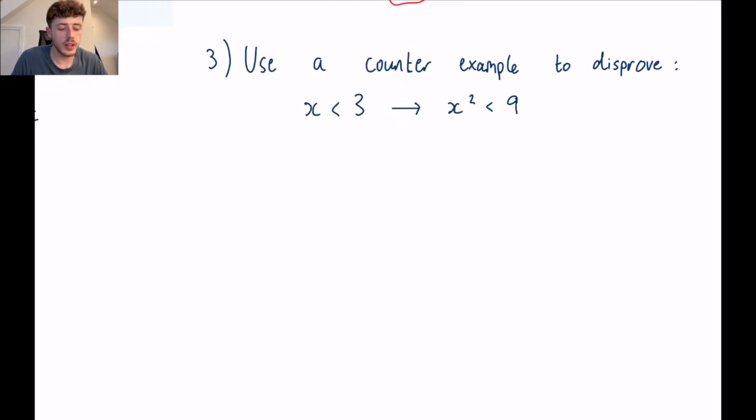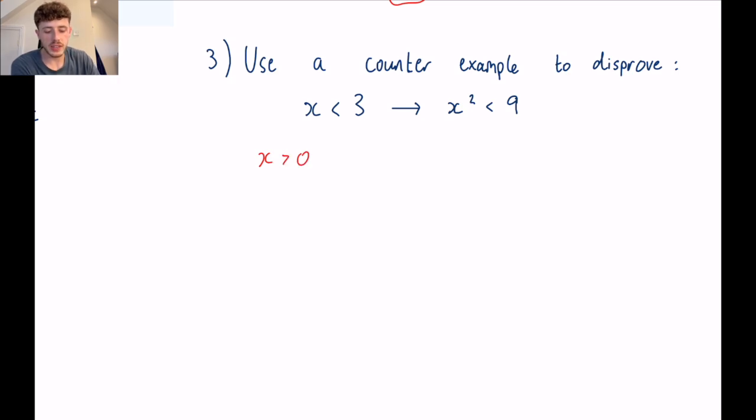Finally, question 3. Use a counterexample to disprove x is less than 3 implies x squared is less than 9. So we need to show that for any number less than 3, applying it into x squared or squaring that number that you choose will not always be less than 9. A good thing to think of when you're thinking of these examples is positive numbers.